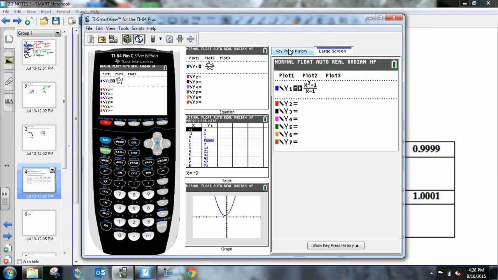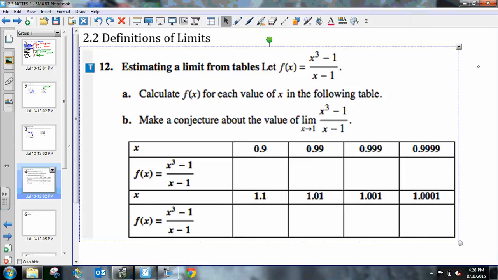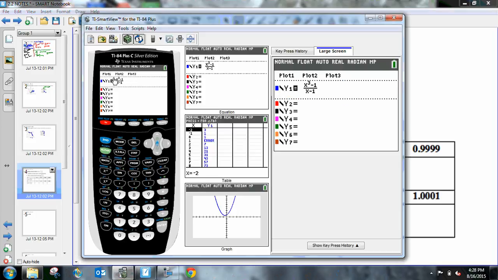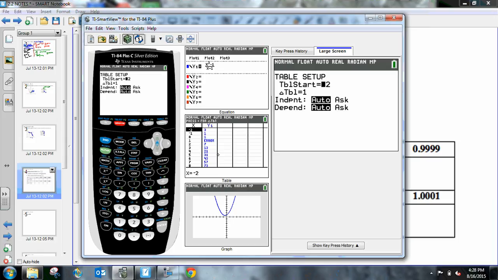What it's asking me to do is fill out the table. It wants us to plug these values in for x, see what y values we get as a result, and then make a conjecture about the limit of this function. Let's take a look at our calculator. I want to hit the second button and then window to get our table set. I'm just going to look at the table. We start at -2. Let's just do second table to look at the table.